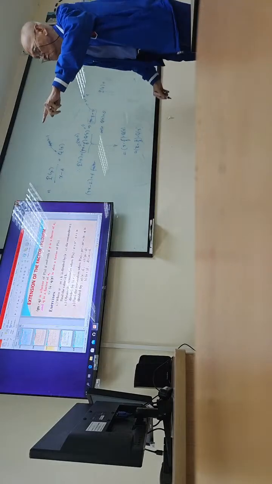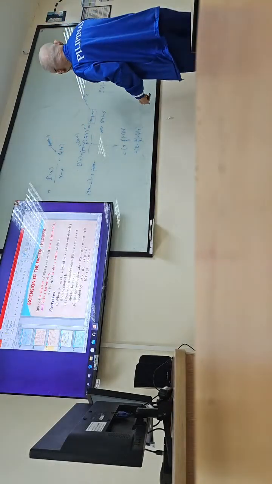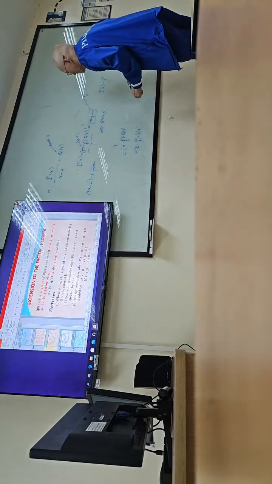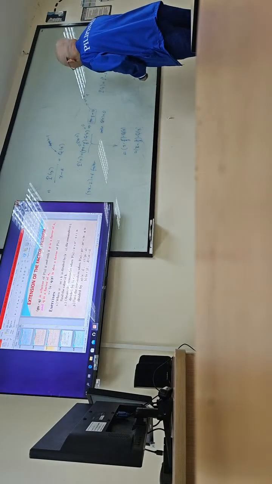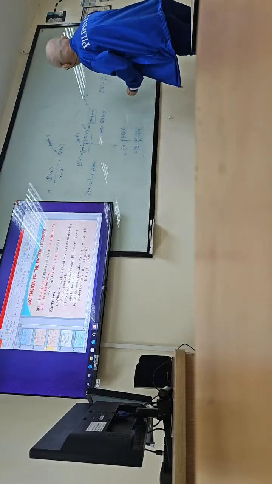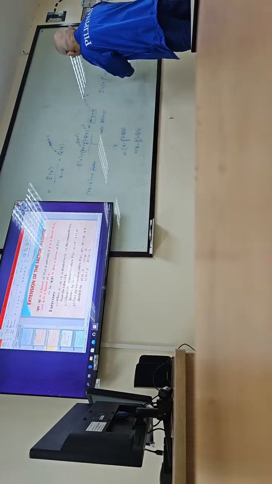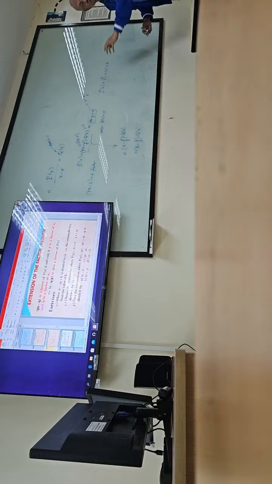Well, this will be equal to 2 cubed minus 2 times 2 plus k. This is the value of the polynomial when x equals 2. But according to the remainder theorem, this is equal to what? It is equal to 5. This is equal to the remainder, which is 5. So from this equation, you can solve for k.